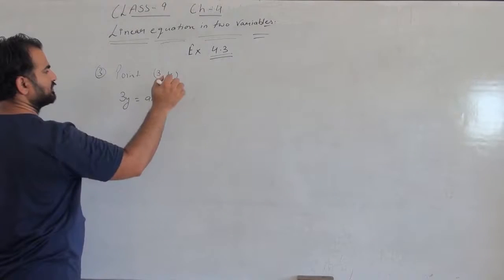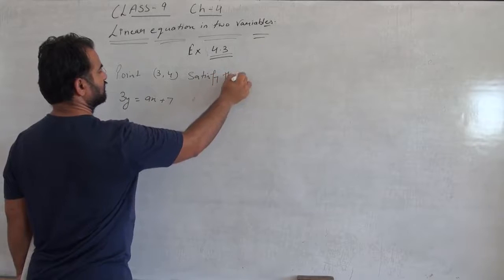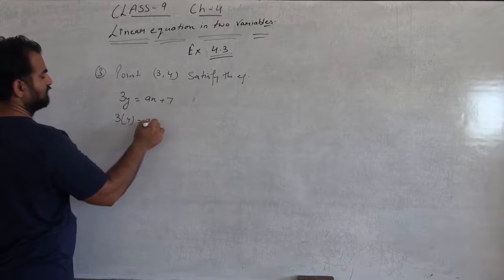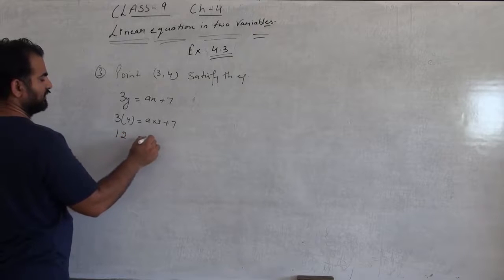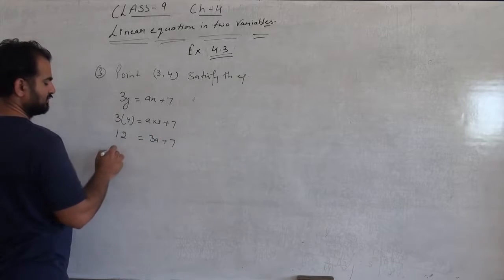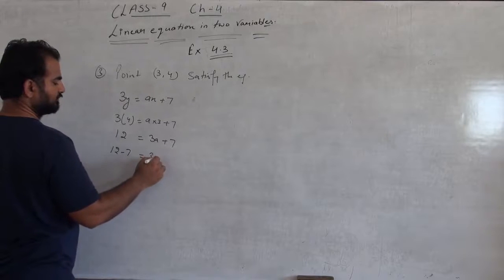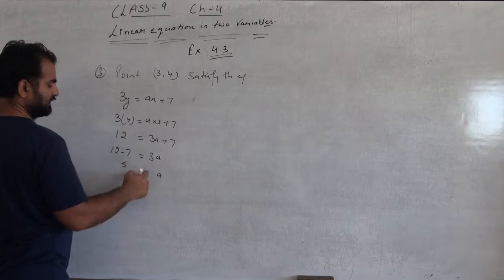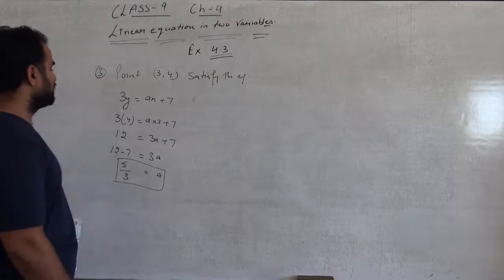Okay, and this point satisfies the equation. So we can say 3 into 4 equals a into 3 plus 7. So 4 into 3 is 12 equals 3a plus 7. 7 will be transferred there: 12 minus 7 is 5 equals 3a. And 3 will be divided by 3, so a will be 5 by 3. This is our question number 3.